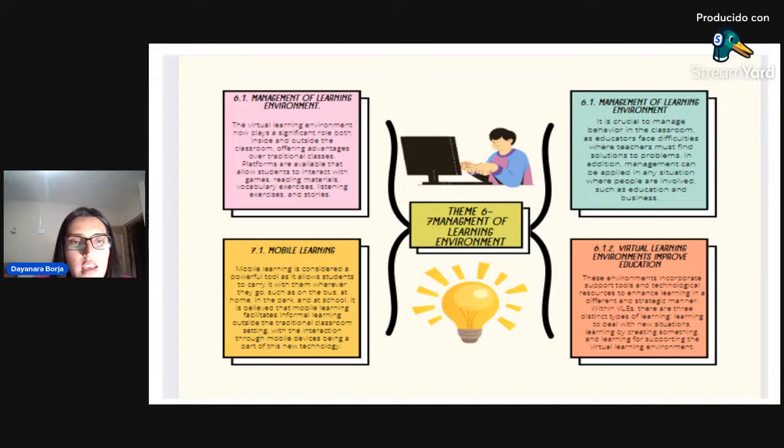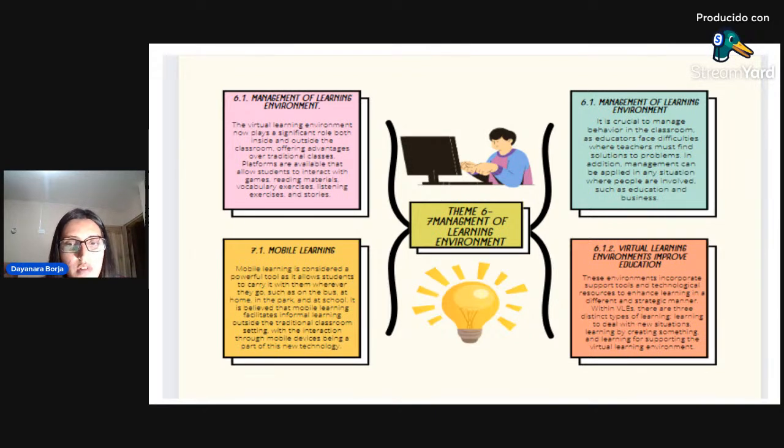Themes 6 and 7: management of the learning environment. Learning management can become an important tool that helps students and teachers motivate each other. It is really an opportunity to reflect on how management has developed, how it is at present, and how it might develop in the future.